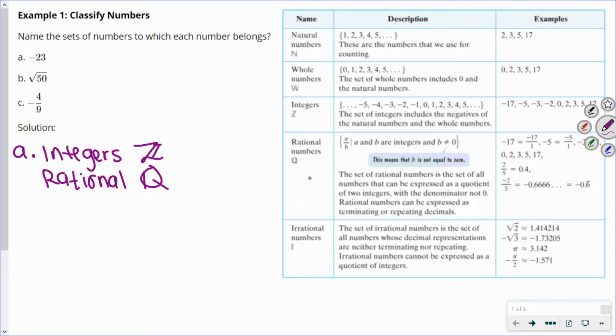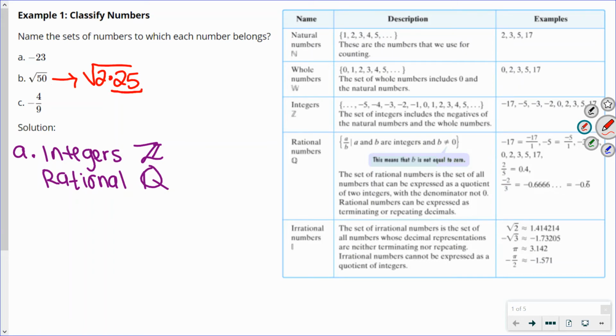Since this is a rational number, it cannot be irrational, because irrational numbers are numbers that are not rational. Now let's look at the second number we have here, square root of 50. First thing I want to do is check if the square root of 50 is a perfect square. I'm going to simplify this. The number 50 can be written as 2 times 25. 2 times 25 is 50.